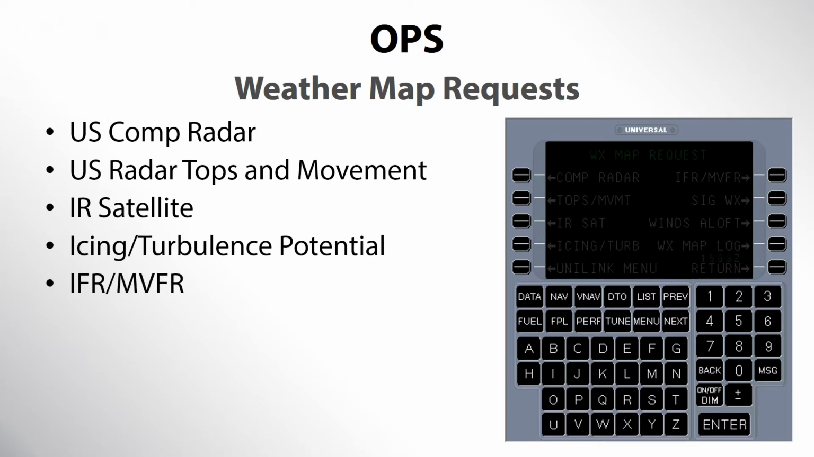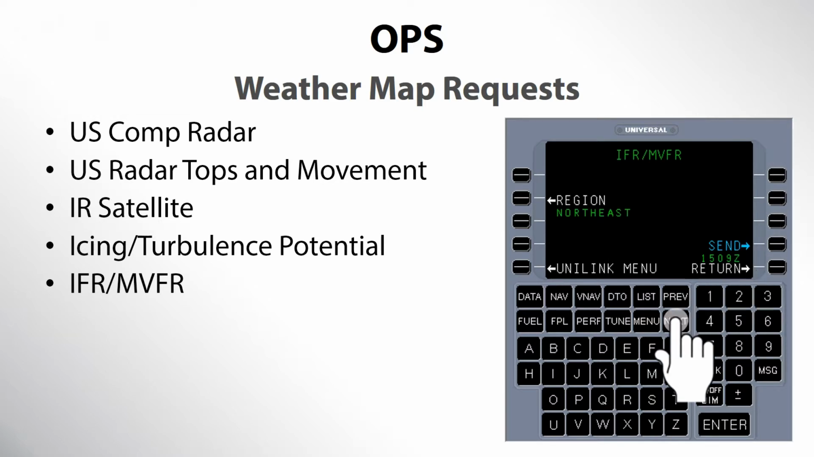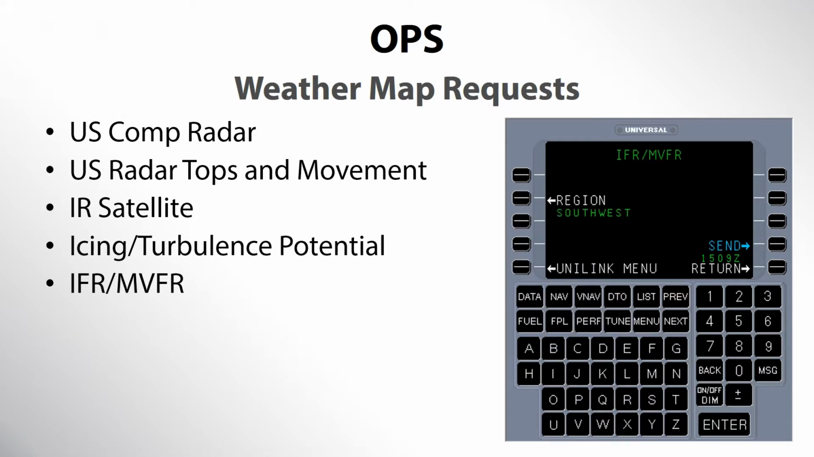The IFR-MVFR page is used to request worldwide IFR-MVFR maps. To request an IFR-MVFR map, you need only select a region. There are 3 pages of regions. The last selection will remain through system power cycles. Press Send to place the request in queue for transmission.